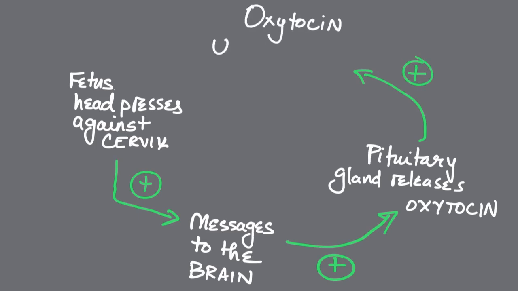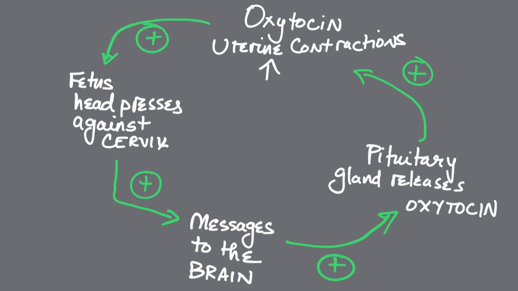So when the uterus contracts really strong, it squeezes against the fetus and makes the fetus's head press even more against the cervix. As a result, this pathway is repeated many times in a positive feedback loop. This continues until the baby is born. And the purpose of a positive feedback loop is to bring about rapid action.